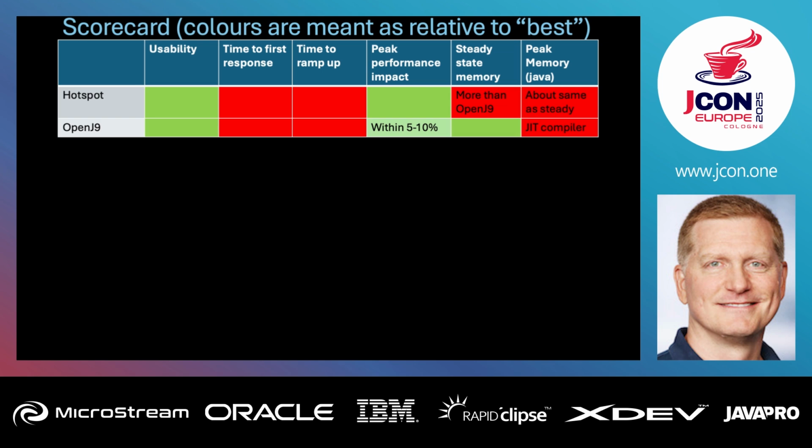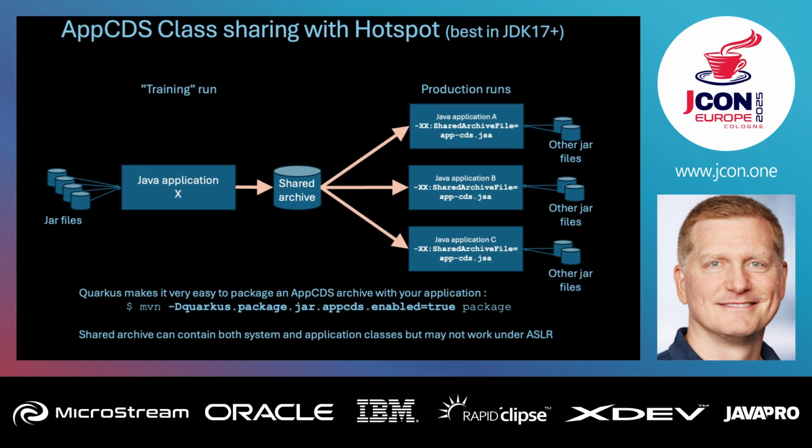And then I downgraded OpenJ9 because OpenJ9's JIT compiler often causes spikes in memory, which cause quite high peak memory use. So we're going to call that it got worse. Its peak memory use is worse than its steady state memory use. And that could be like a couple of hundreds of megabytes of memory that we're talking about.